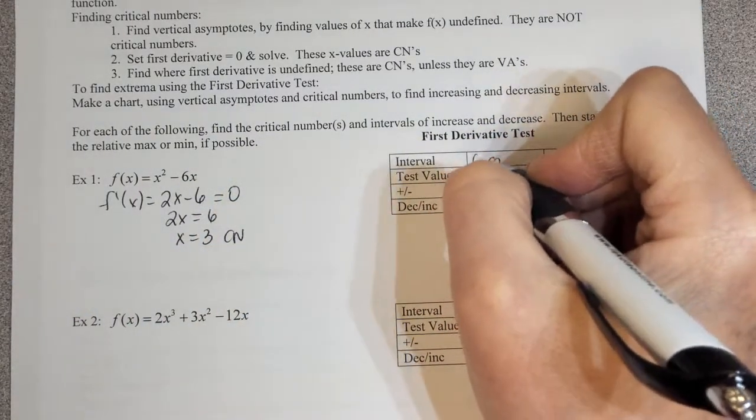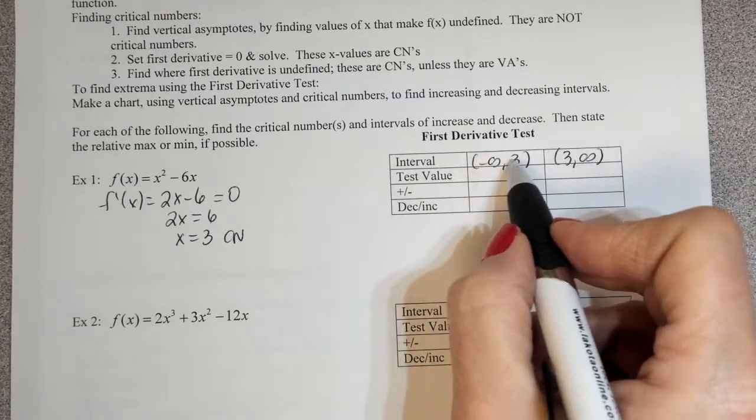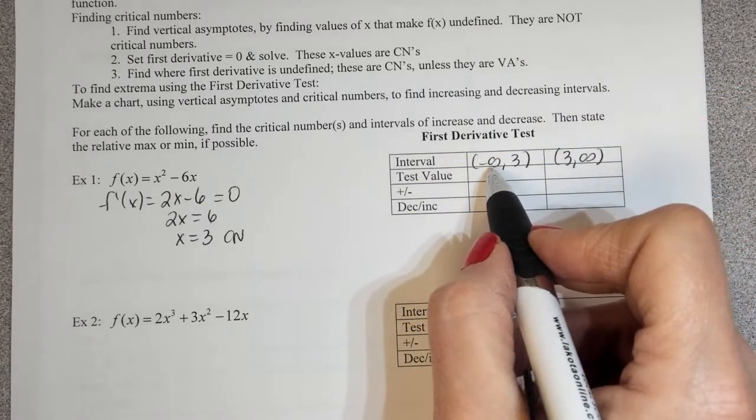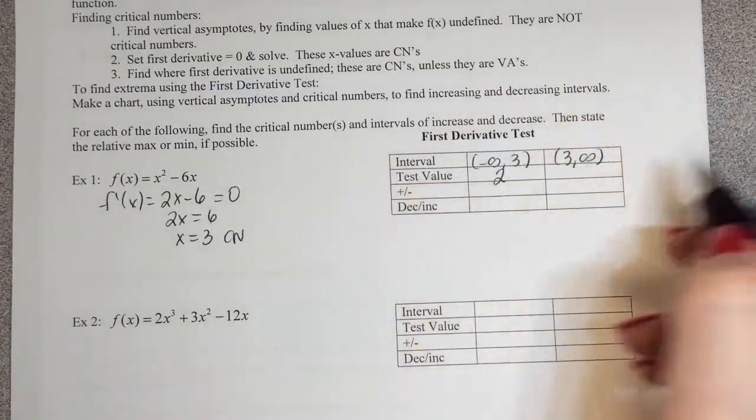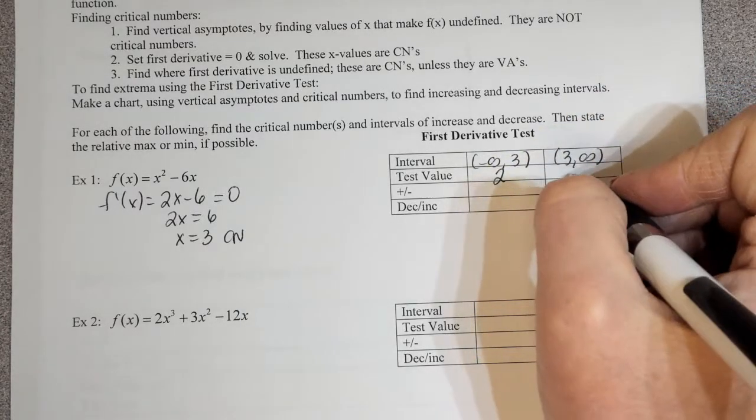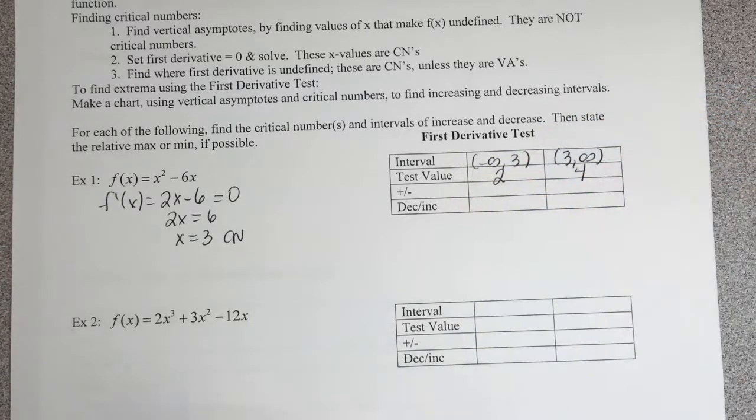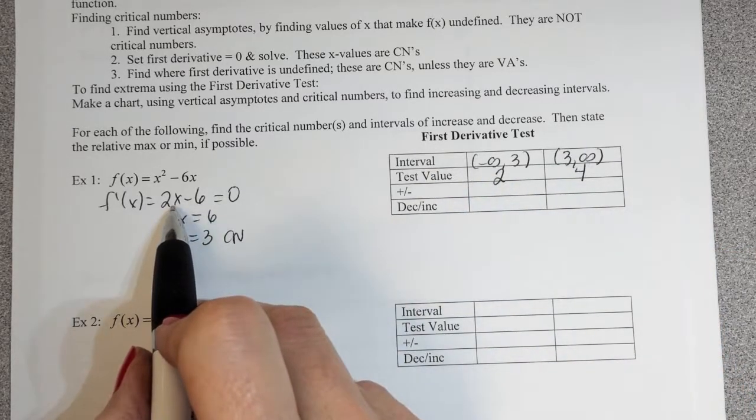So I'm going to go from negative infinity to 3 and 3 to infinity. I want to test any number in this interval. I could test negative 1,000,000 if I wanted, but it's a lot easier just to check 2. I need to check anything from 3 to infinity. I could check 1,000, but it's easier to check 4. I'm now going to plug these test values back into that first derivative.